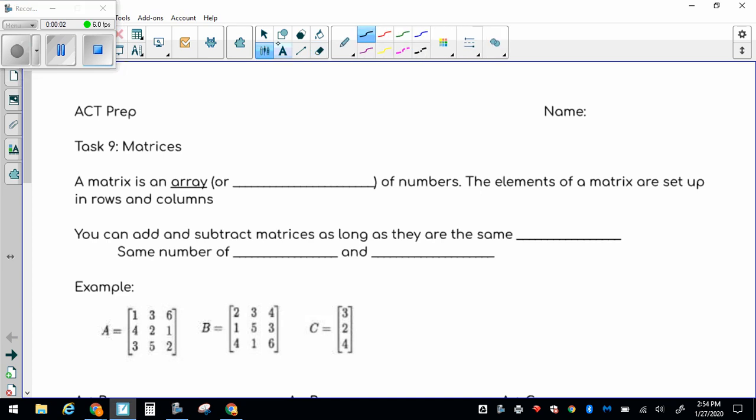When we talk about a matrix, it is an array or a set of numbers. It looks kind of like a box. The elements of a matrix are set up in rows and columns. You can add and subtract matrices as long as they are the same size, or in other words, they have the same number of rows and the same number of columns.